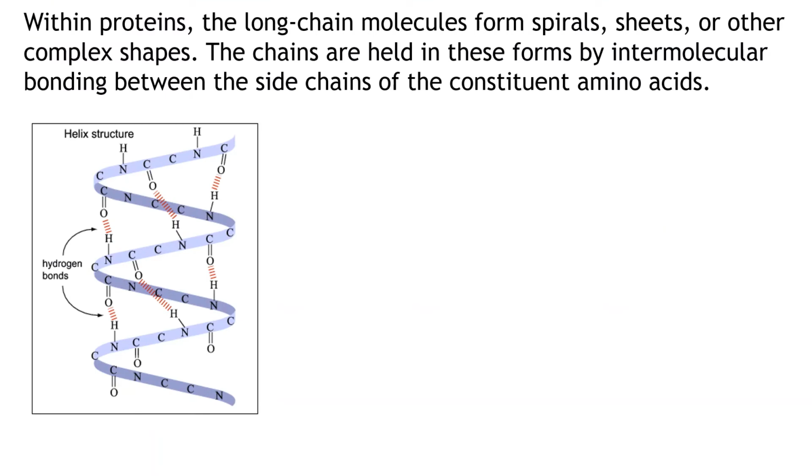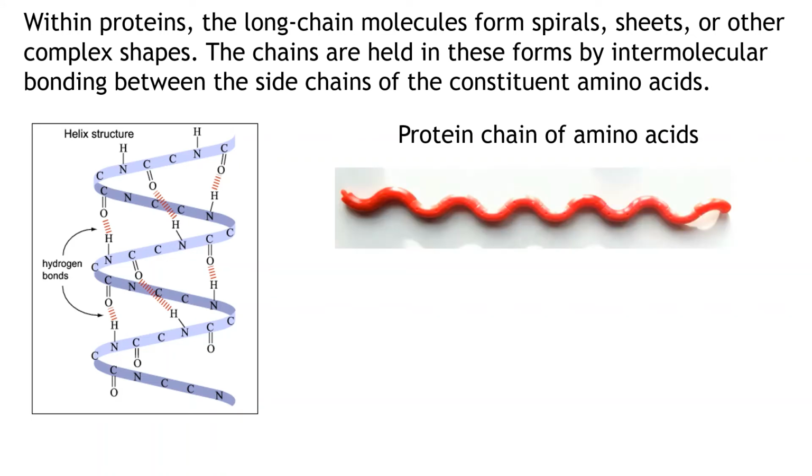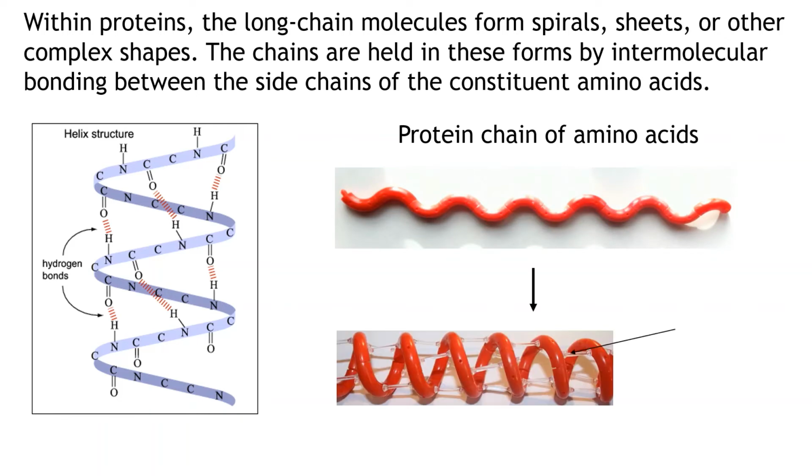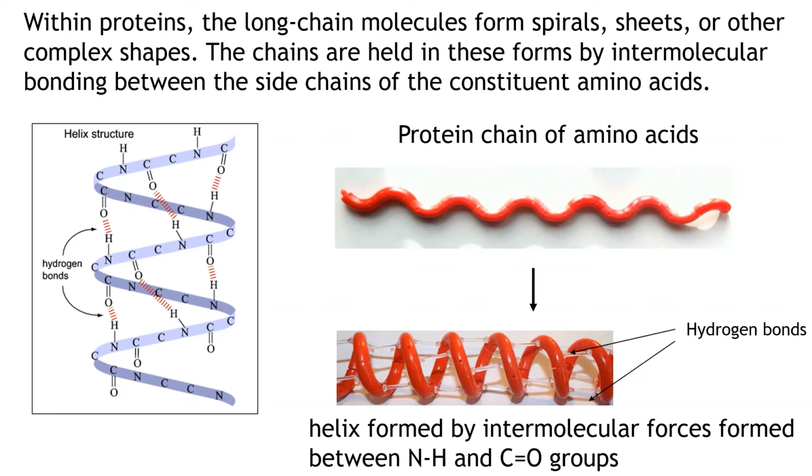So as you've seen in the models we looked at, within proteins, the long chain molecules form shapes such as spirals, sheets, and other complex shapes. The chains are held in these forms by intermolecular bonding, i.e. hydrogen bonding, between the side chains of the constituent amino acids. So if we have a protein chain of amino acids, hydrogen bonding will occur between parts of the chain to give this helix shape, formed by intermolecular forces between the NH and C double bond O groups.